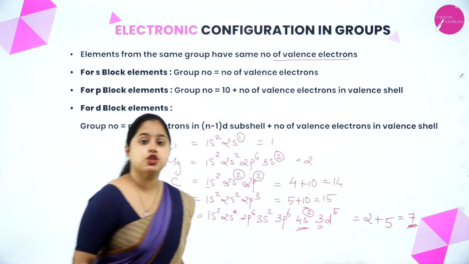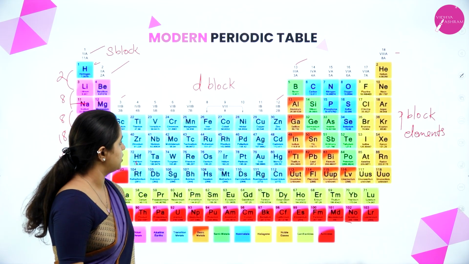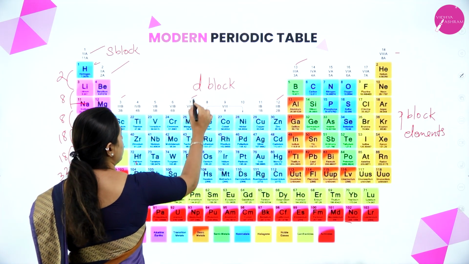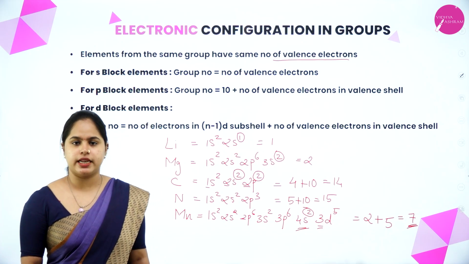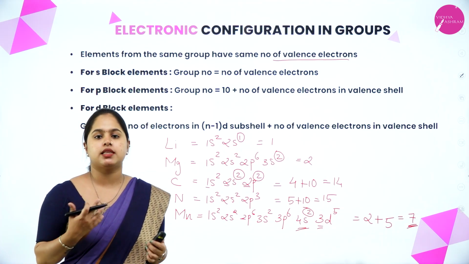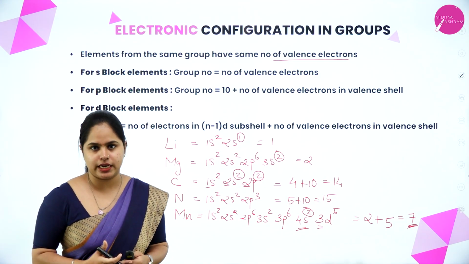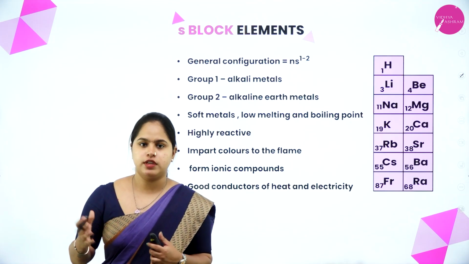So to which group does manganese belong? It belongs to group number 7. Let us check it once. You can see it belongs to group number 7. I hope this part is clear, how from the electronic configuration of the element you can determine the period and group number. Now moving on to the details of each of these blocks.